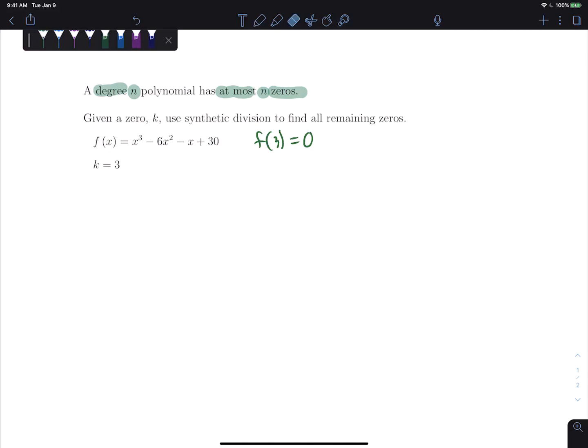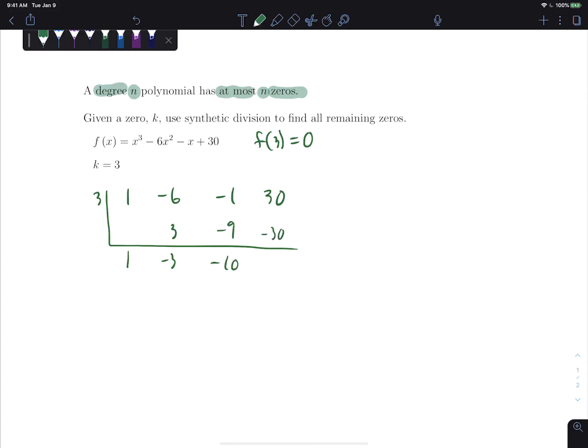Now, synthetic division means we take that k value of 3 and do upside down division, and then write down all coefficients. We have every term, so we don't need to include any zeros. So we have a 1, -6, -1, and 30. Bring down the 1, multiply, add, multiply, add, multiply, and add. Notice that we just proved that k equals 3 is, in fact, a 0. That's fantastic. We love that.